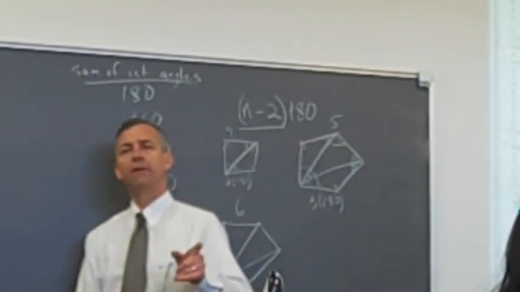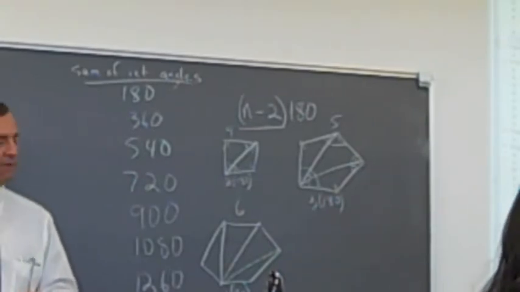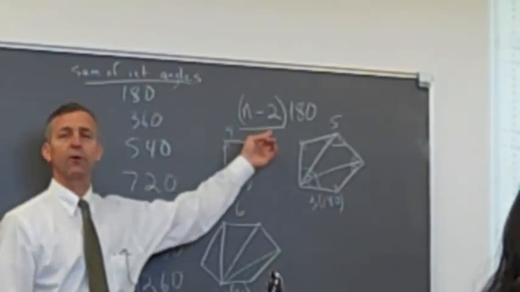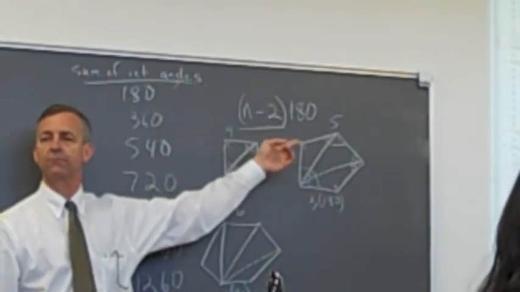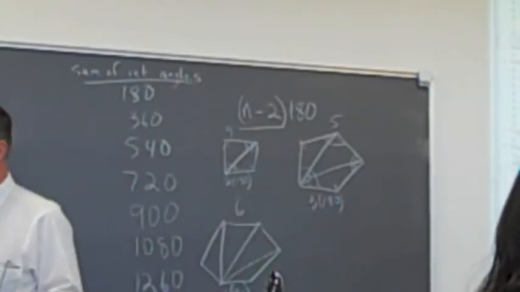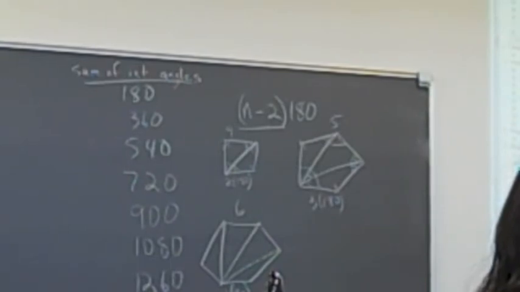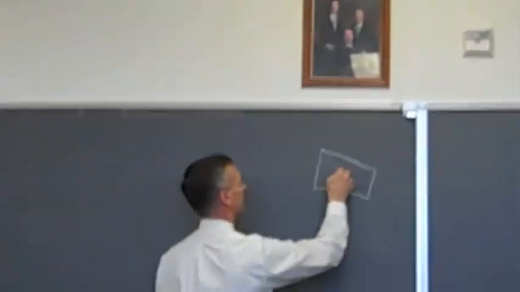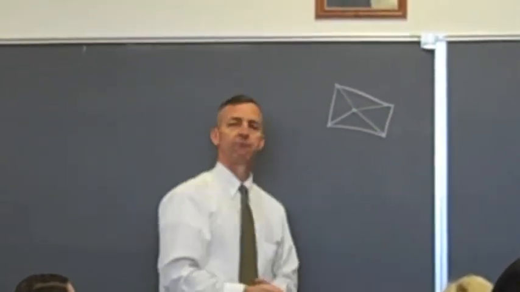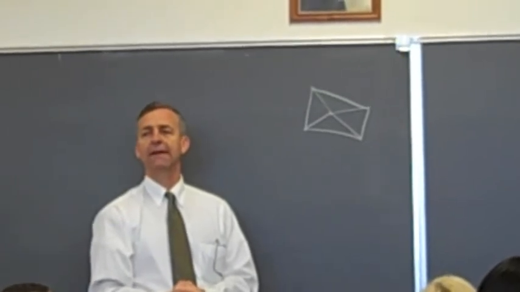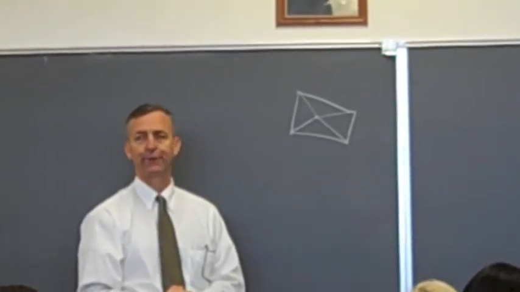Let me give you a different viewpoint. What if I were to tell you that this isn't the formula for finding the sum? What if I were to tell you it's a different formula? Let me give it to you. If I were to take a 4-sided figure and put a point on the inside and draw in segments connecting the point to all of my vertices, how many triangles have I produced?